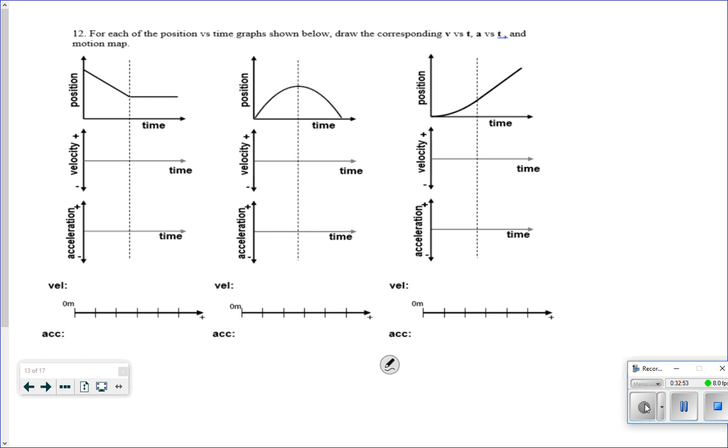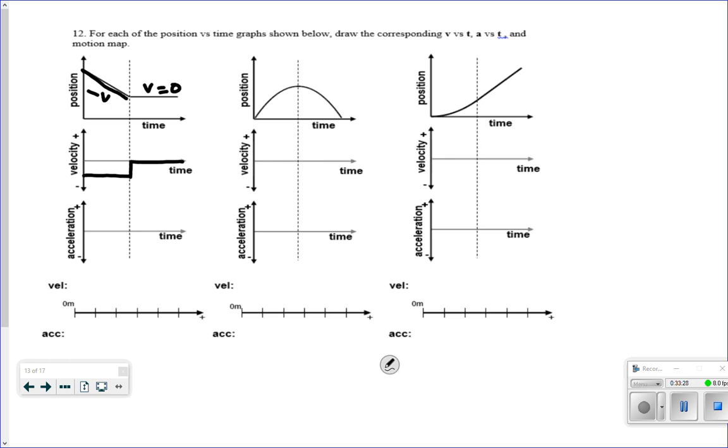Okay, for each of the position time graphs, draw the corresponding VT-AT motion map. All right, so these dashed lines are representative of when things start to change. Let's consider, all right, position time graph, the slope is velocity. This is a negative velocity because it's a negative slope, but it's a constant slope. So I should have something in the 4th quadrant. That's a nice straight line. And then here I have a velocity of 0 because the slope of my line is 0. So I'm going to go like that for this particular graph.